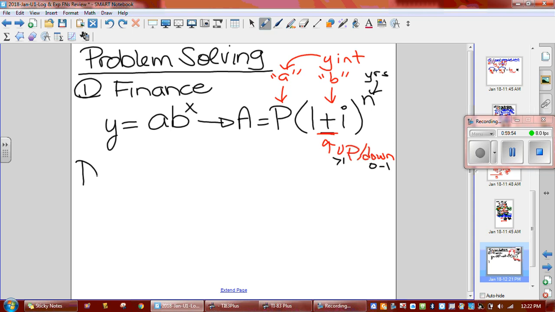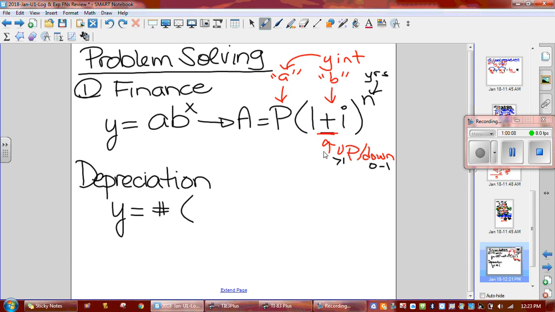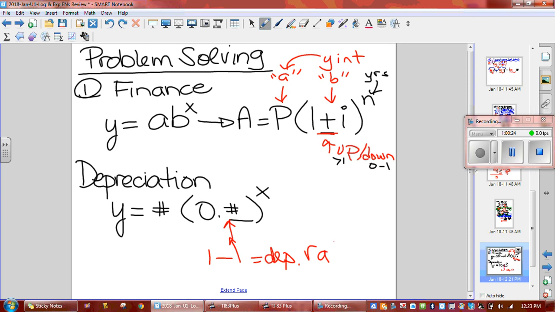We also have depreciation. For the depreciation question, you're going to get y equals a number, bracket, 0 point, a number, exponent, x. Now, this is not your depreciation rate. You're going to take 1 minus this number to get the depreciation rate. Okay? That's how you always find that.